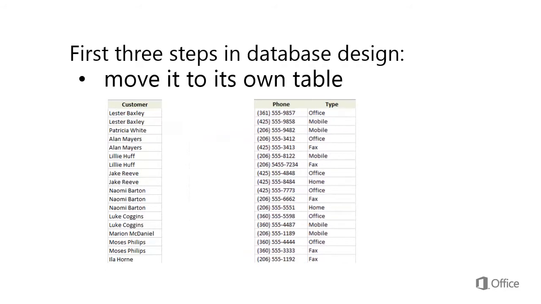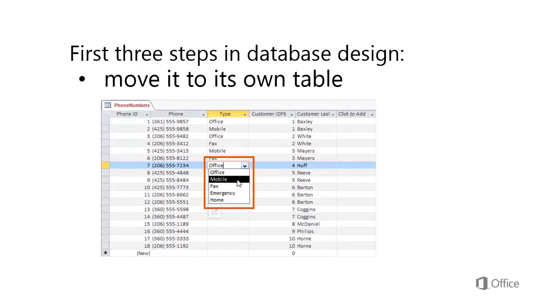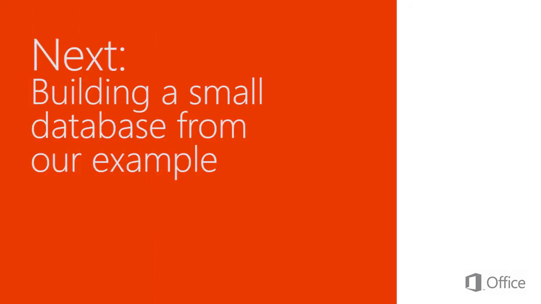Now, you may be going, wait a minute, I see lots of repeated data in the type field. You could break that data into a table, but this is a small number of values. It's only 3 or 4. So instead, I'll create a lookup list, and that's just a small list of values, and we'll do that later in this course. Next, we'll use this example to start building a small database, so keep going.